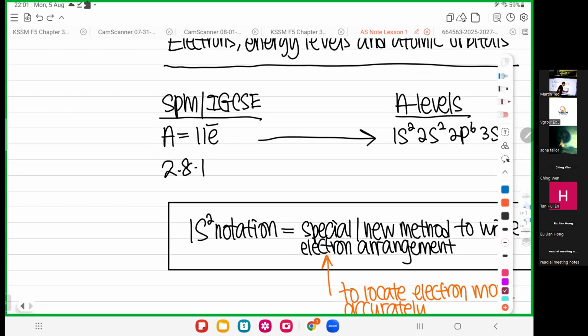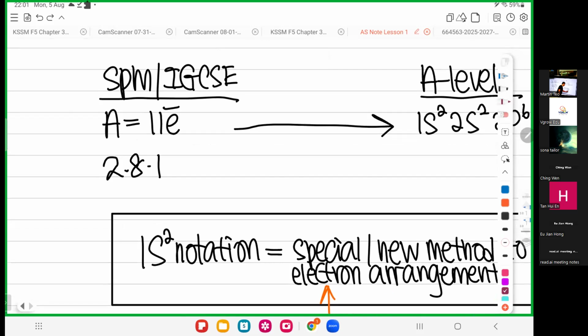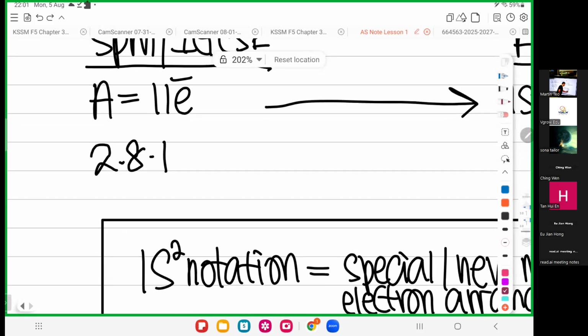Because previously, if you only have this 2,8,1, I only know the electron is in the first floor, the second floor, or the third floor. That's it. I only know which floor they belong to. Let's say I want to find the electron in here, which is one of these 8. I only know it is in the second floor. Very hard to find. If I asked you to find me on the second floor of One Utama shopping center, it is very hard for you to find me.